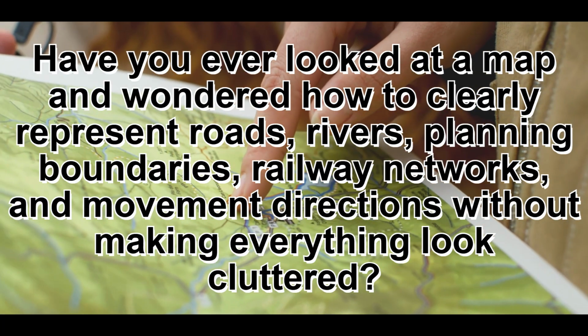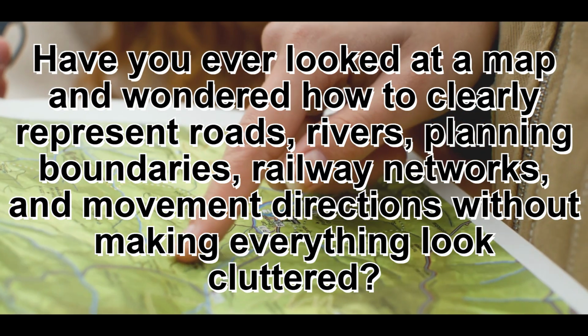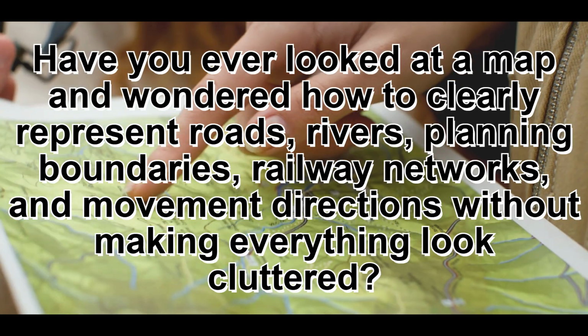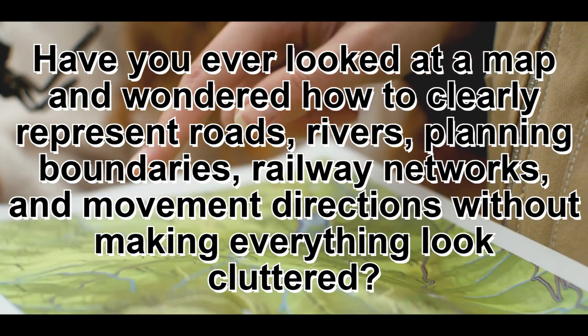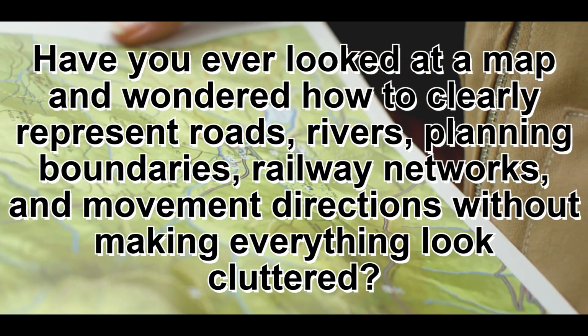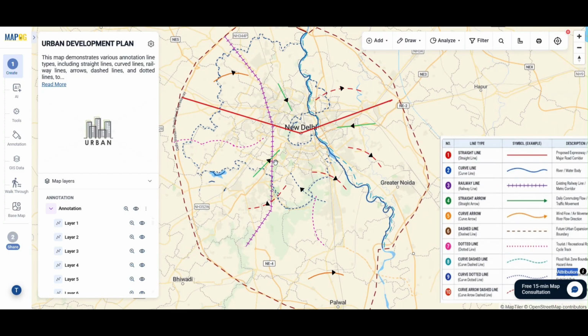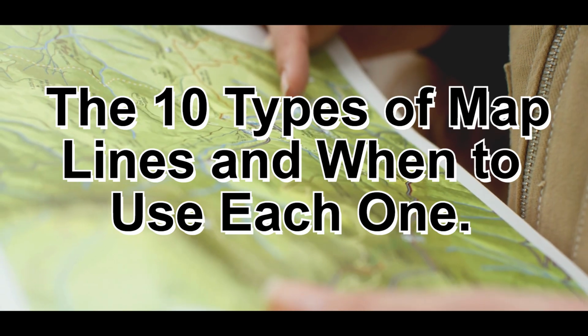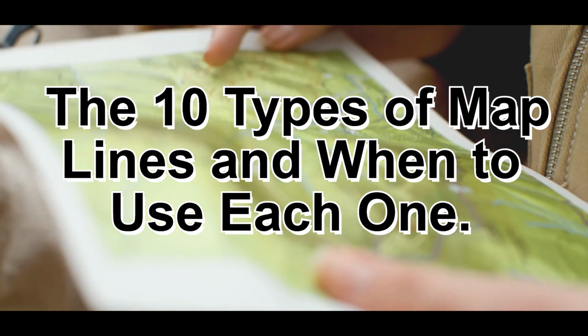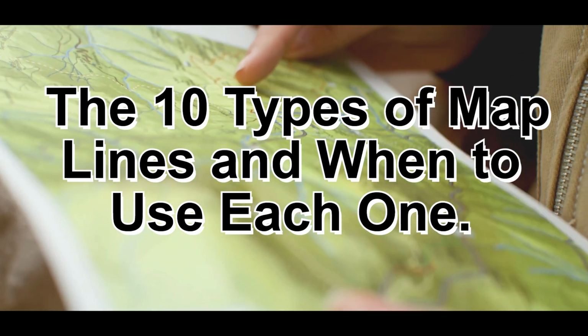Have you ever looked at a map and wondered how to clearly represent roads, rivers, planning boundaries, railway networks, and movement directions without making everything look cluttered? That's exactly where MAPOG's annotation tools come in. In this video, we'll explore the 10 types of map lines and when to use each one.